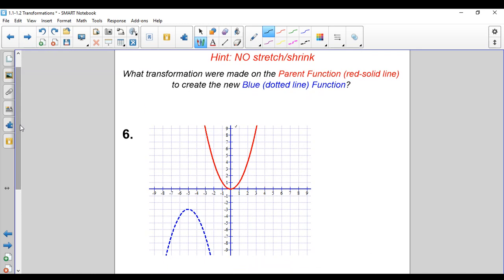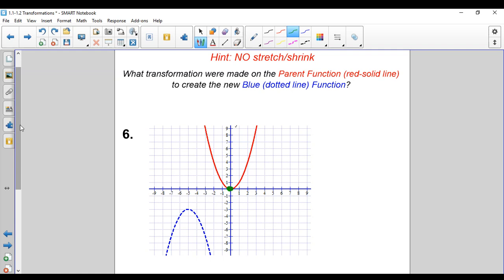I want you to describe the transformations of this graph. I'm giving you a hint. There's no stretching or shrinking in these, so there could be a flip, there's some left or right, and there's some up or down movement. So I ask what transformations were made on the parent function, the red solid line, to create the new blue dotted line function. All right, so the red is our original function here.